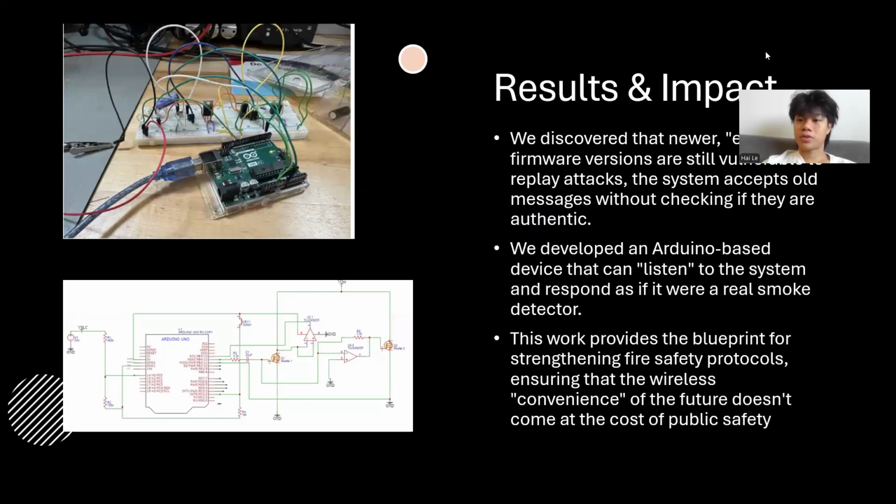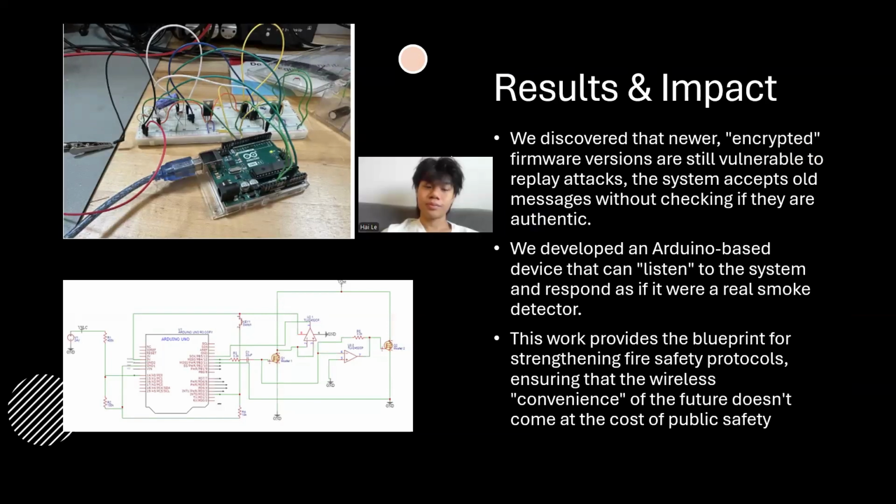Okay, and then for results, one thing that we discovered is that a lot of the newer firmware versions are still vulnerable to something called a replay attack. This just means that the system accepts old messages without checking if they're actually authentic. And another big thing we did was develop an Arduino-based device that can listen to the fire alarm system and respond if it's a real smoke detector or not.